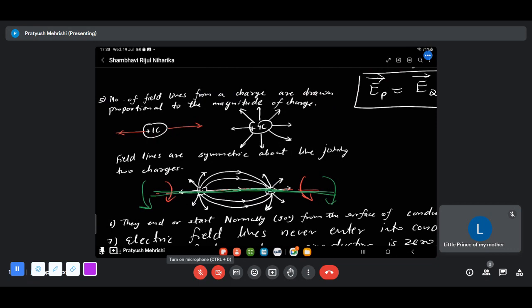These lines normally start or end from the surface of a conductor. If there is a conductor, then these electric lines of force will start perpendicularly from the surface of the conductor. Fine, got it?